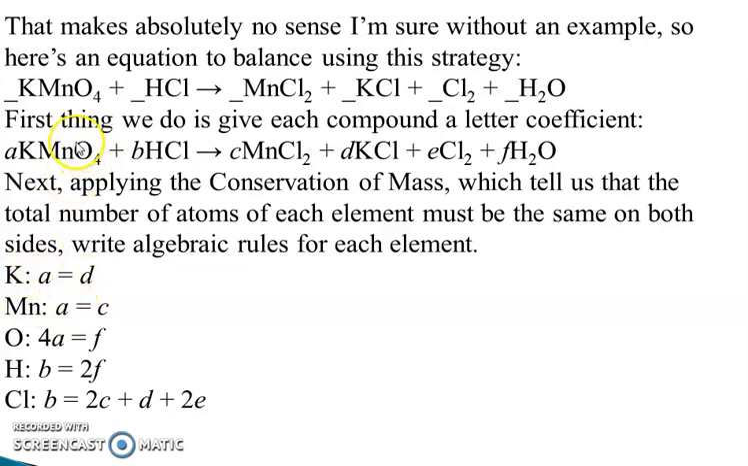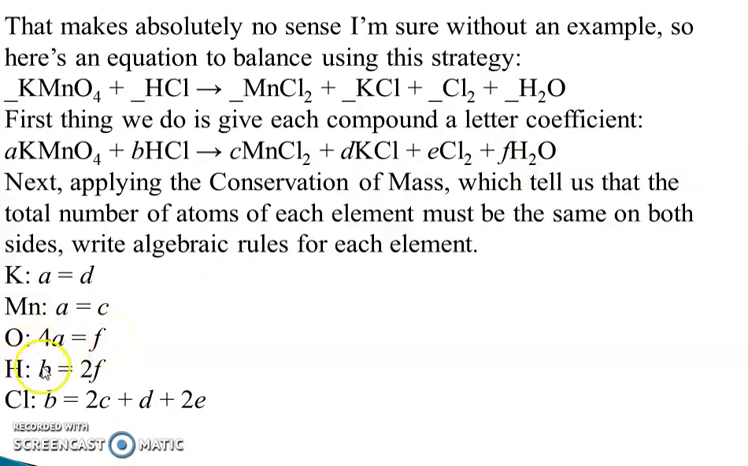Now let's see oxygen. Here the oxygen atom count is 4 because 4 is subscripted. So this 4 gets multiplied by A, and the total number of oxygen atoms on the reactant side is 4A, which is equal to the total number of oxygen atoms on the product side, which is 1. So 1 gets multiplied by F, so it becomes F. So 4A becomes equal to F.